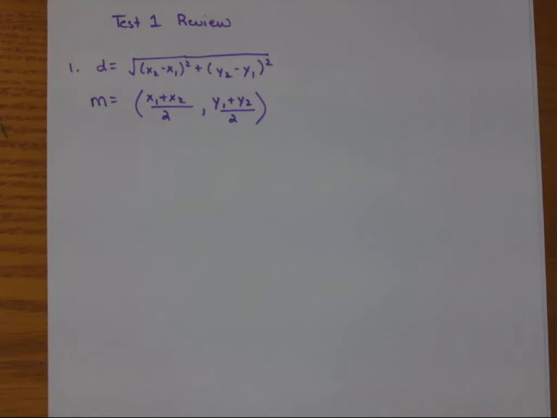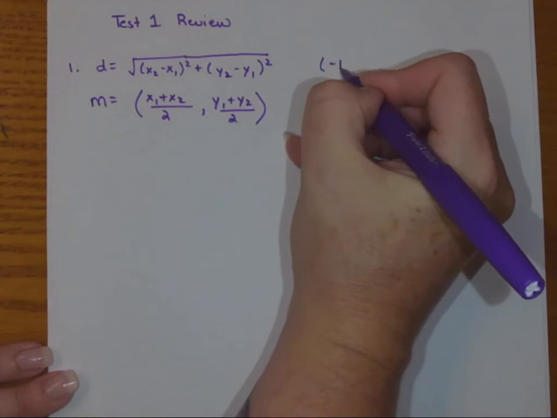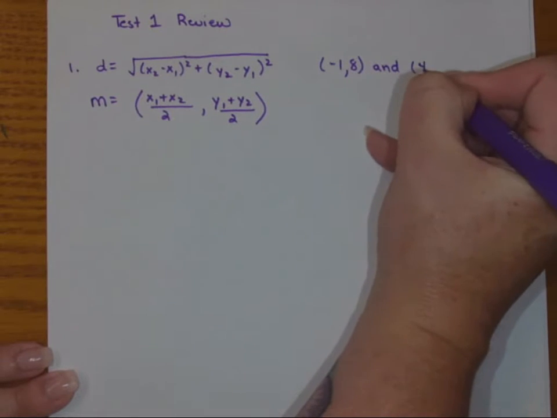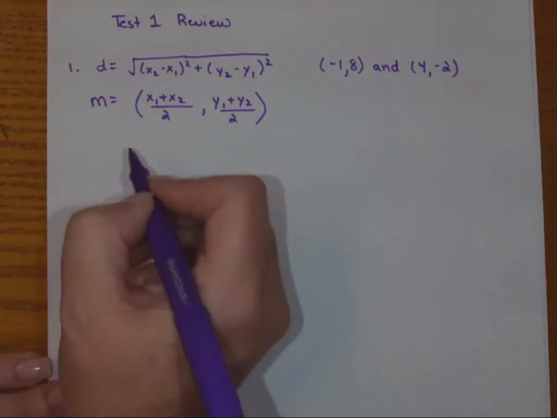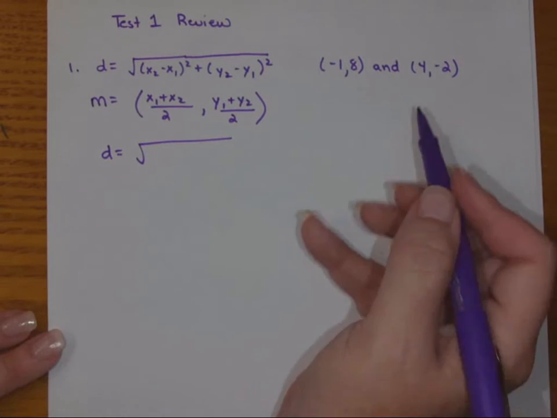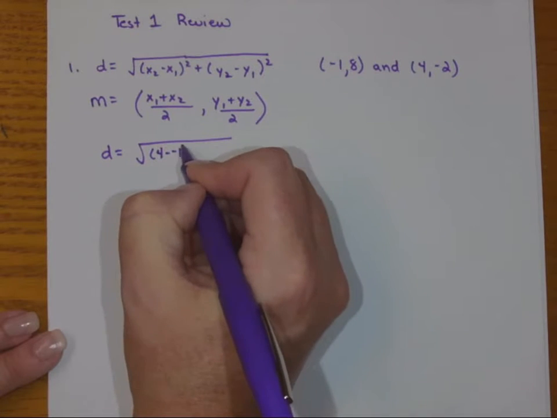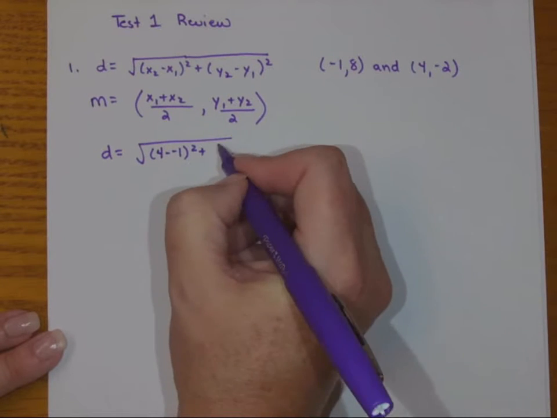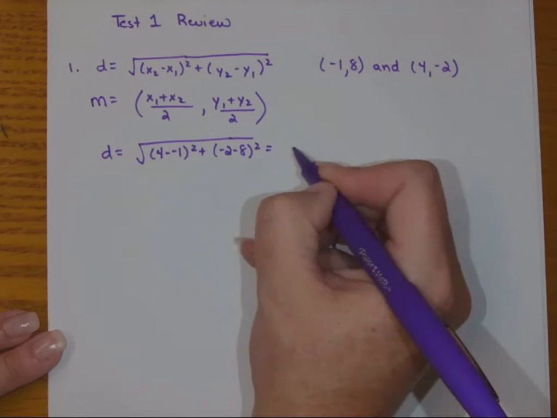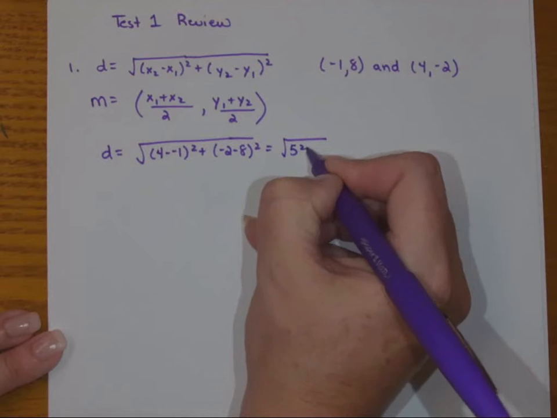Okay, so let's get to it. So for number 1, we want to find both the distance and the midpoint between these 2 points. So for distance, we're going to do the square root of the 2 x values subtracted from each other. So this is going to look like 4 minus -1 squared, and then plus -2 minus 8 squared. Make sure you watch your signs, probably the number 1 mistake that people make on a problem like this.